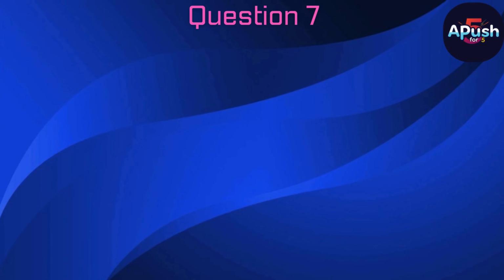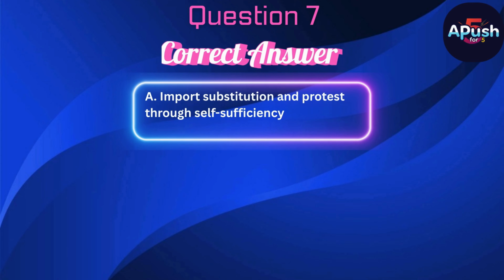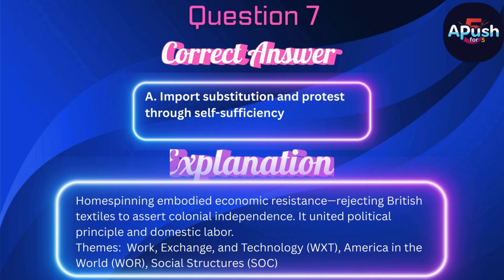The correct answer is A. Import substitution and protest through self-sufficiency. Homespinning embodied economic resistance, rejecting British textiles to assert colonial independence. It united political principle and domestic labor.